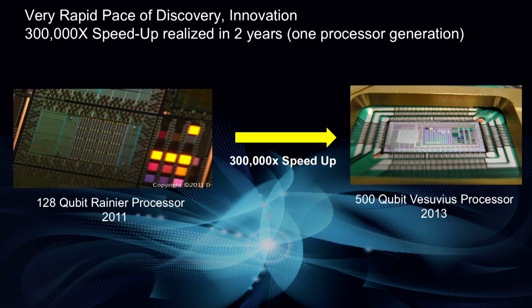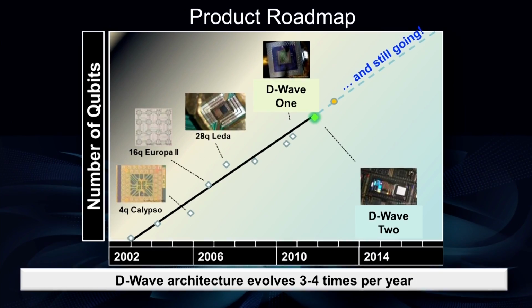We have a very high rate of discovery and innovation. Between our last two processor generations, in 2 years, we didn't have a factor of 2. We had a factor of 300,000 in performance gain as we scaled up our qubits and infrastructure. And we've been on a Moore's Law-like trajectory since 2002. So very rapid rate of innovation.